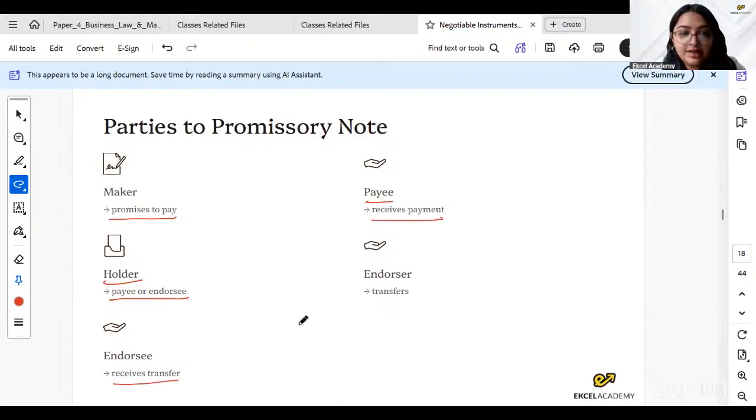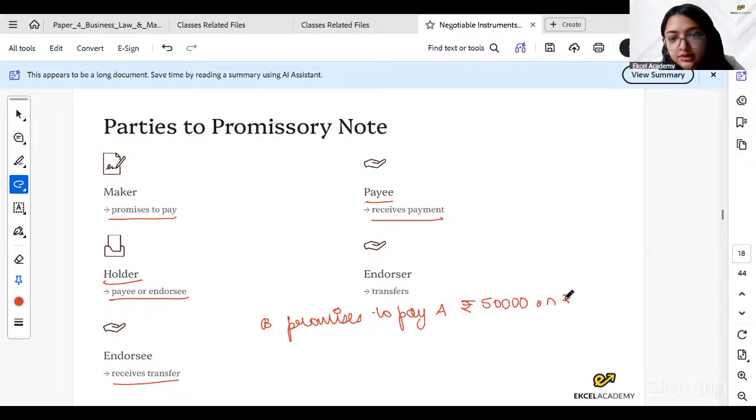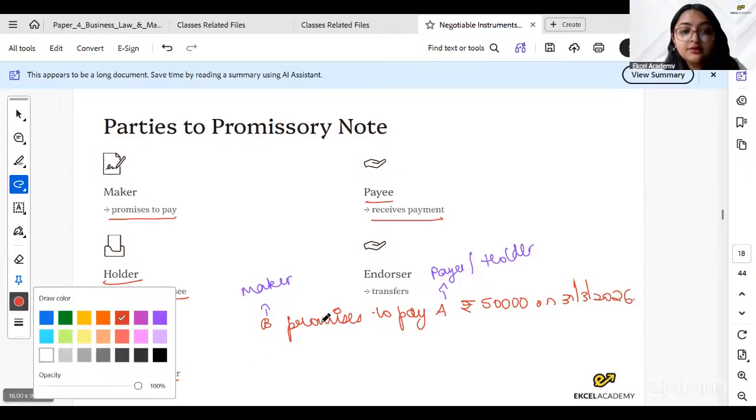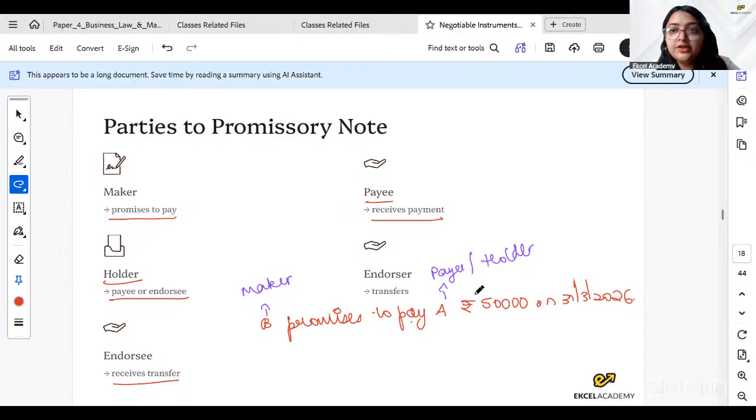Let's say, for example, B promises to pay A rupees 50,000 on 31/3/2026. The same example that we took. Now, who is B in our case? B is the maker, correct? A is the payee or also the holder. Now let's say, for example, A also has to pay 50,000 to C.